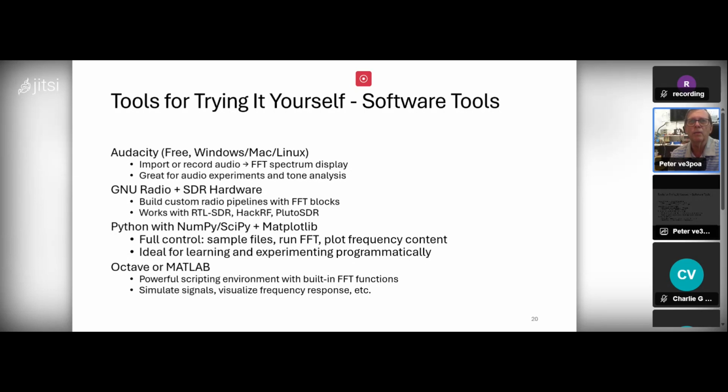Python with NumPy, SciPy, and MATLAB libraries. I've not played with really any of that stuff, although Python's in the background with GNU Radio. And Octave and MATLAB, those I've not played with at all. Probably won't either unless somebody here knows all about it and knows the easy way of doing it.